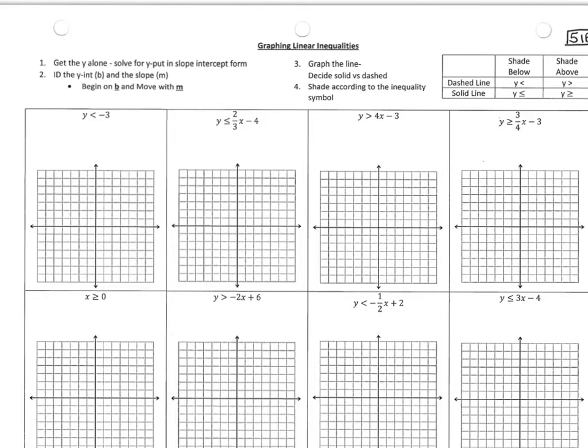So on your next half sheet, it is summarizing exactly what we just said at the top again. And let's look at a couple of these. I'm actually going to start with this third one right here. We're going to begin with b. My b is -3. And I'm going to move with m, which is 4. Then let's make our decisions. Is this solid or dotted? Since it's greater than, that means it's going to be dotted. And since it is greater than, we're going to shade above.